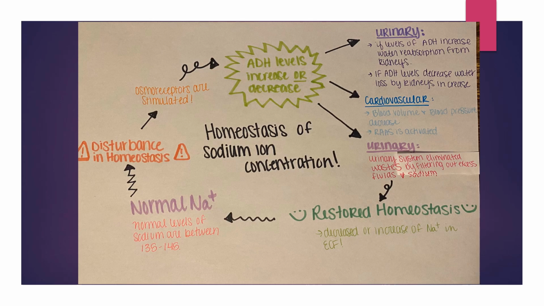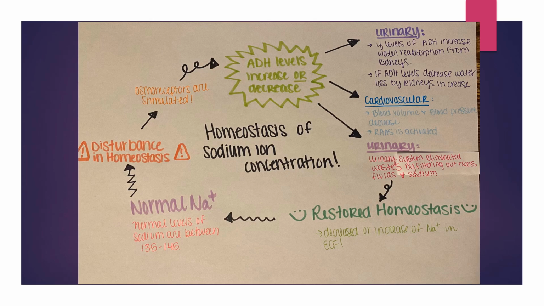The process is similar whenever our levels drop. Whenever our levels of sodium drop in our extracellular fluid, our osmoreceptors are then stimulated once more. ADH, or antidiuretic hormone, levels have begun to decrease. If the levels of ADH decrease, water loss by the kidneys increases.